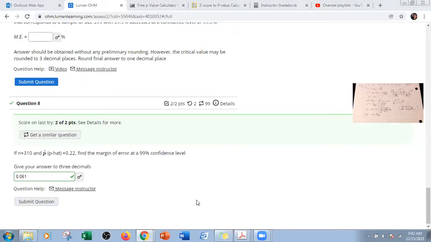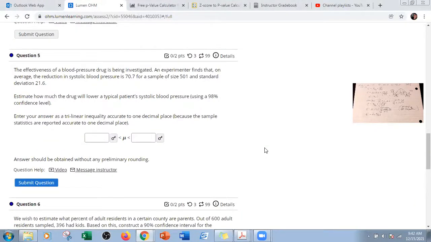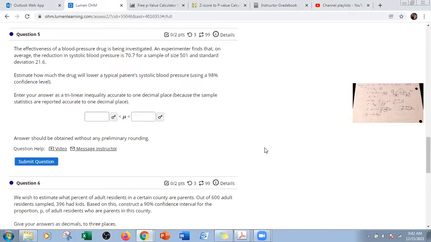Excellent. Of course, Stephanie, you want to look at number 5. So let's check this out. The effectiveness of a blood pressure drug is being investigated. An experimenter finds that on average, the reduction in systolic blood pressure is 70.7 for a sample of size 501 and a standard deviation of 21.6. Okay, so we're talking about an experimenter finds this information from a sample.